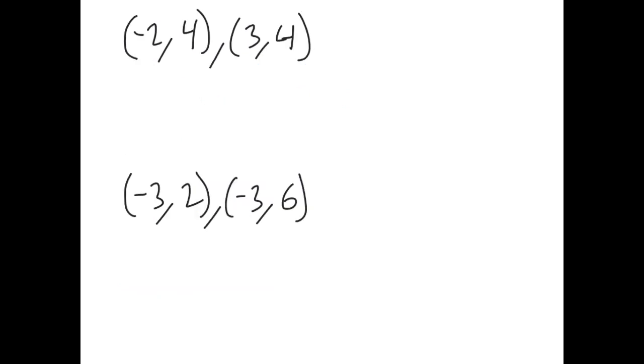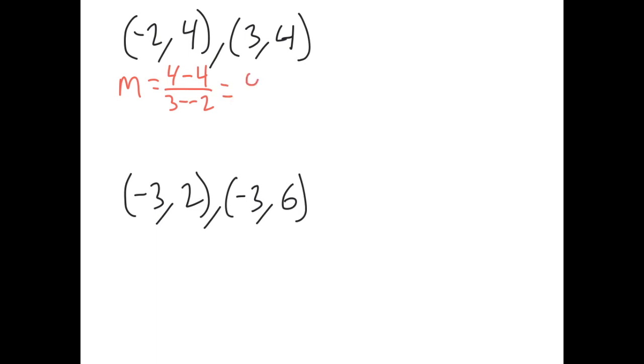Alright, so 2 more quick problems here. These are special cases. So again, we're given 2 points here. So with these 2 points, first we have to find the slope. So we plug it in. M equals y2 is 4, y1 is 4, x2 is 3, x1 is negative 2.